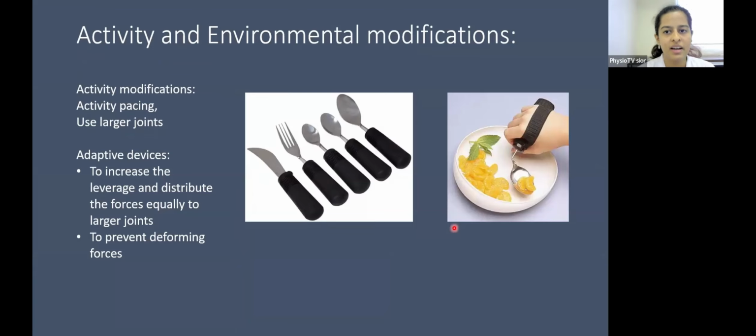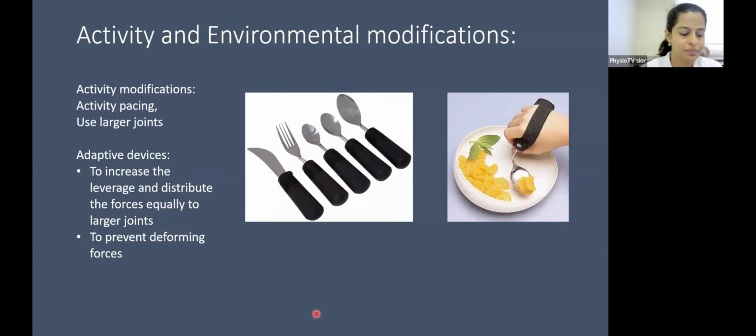Next, we have activity and environmental modifications. So in rheumatoid arthritis, we all know that activity modification is really important. We should avoid activities that can aggravate the MCP ulnar deviation and increase the force distribution more on the ulnar aspect. So activity pacing and using the larger joints is more important. So using the wrist or the heel of the hand to open or close a jar, or pushing a door with the shoulders instead of using the hands to pull or push the doors.